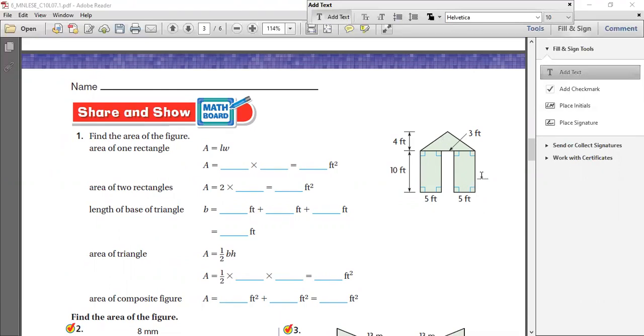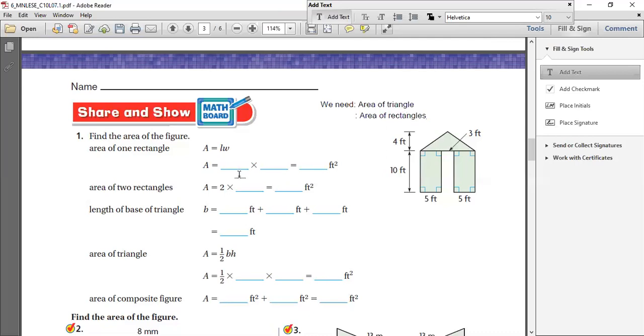So what are we seeing here? We are seeing a triangle and two rectangles. So what are the formulas we are going to need? We need the area of a triangle, and we also need to find the area of rectangles. So we will find one rectangle and then multiply it by 2 because we have two rectangles. I made a spelling mistake again.